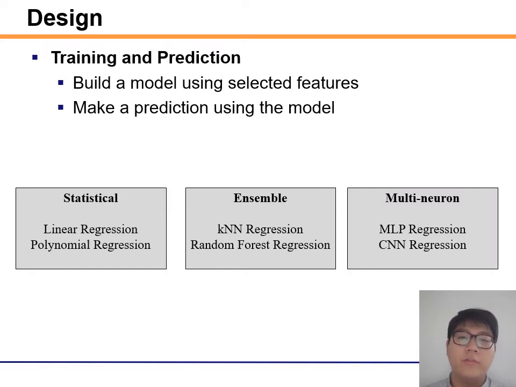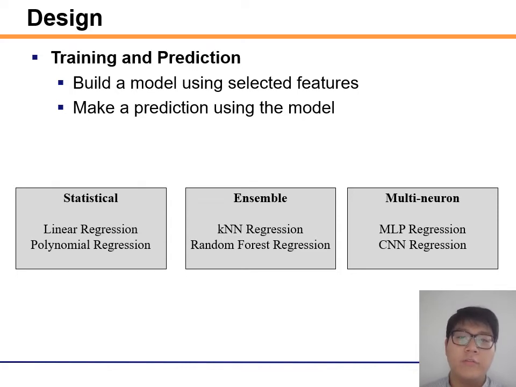With the selected features, we continue with the training and the prediction phase. With the selected features and the target metric, we build a model and make a prediction using the model. For the model, we use various regression algorithms to see how each algorithm has different accuracy.